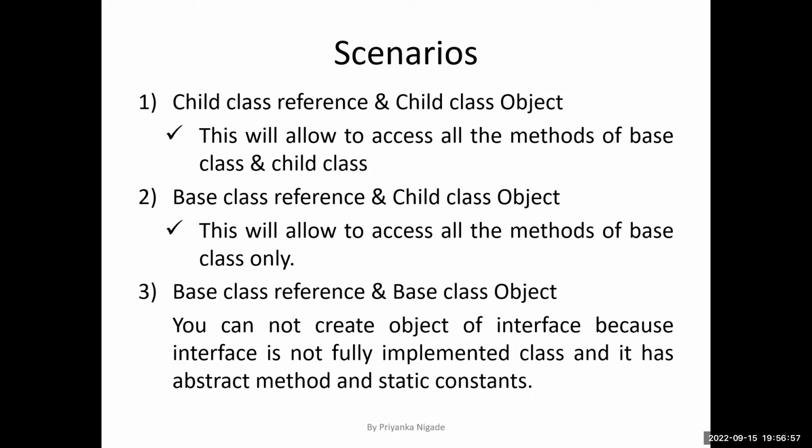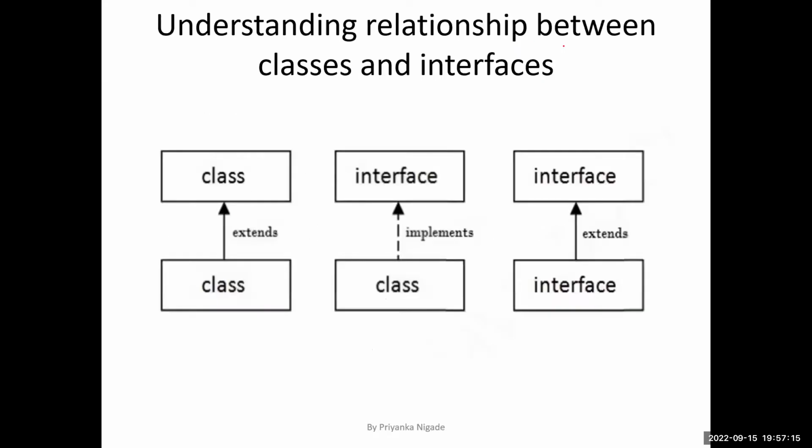And base class reference, base class object is not possible because interface is also not considered a fully implemented class. But if you want to achieve 100% abstraction, remember, 100% abstraction if you want to achieve, we can follow interface. And this is a relation. One class can extend another class. One class can implement an interface. If both are interfaces, the relation will be extends.